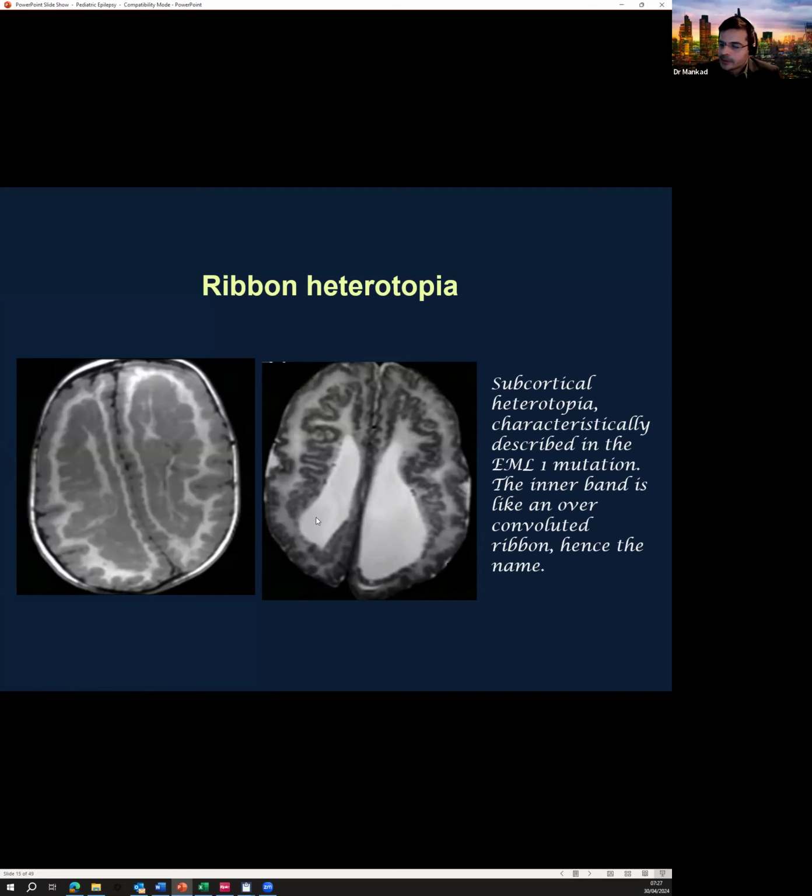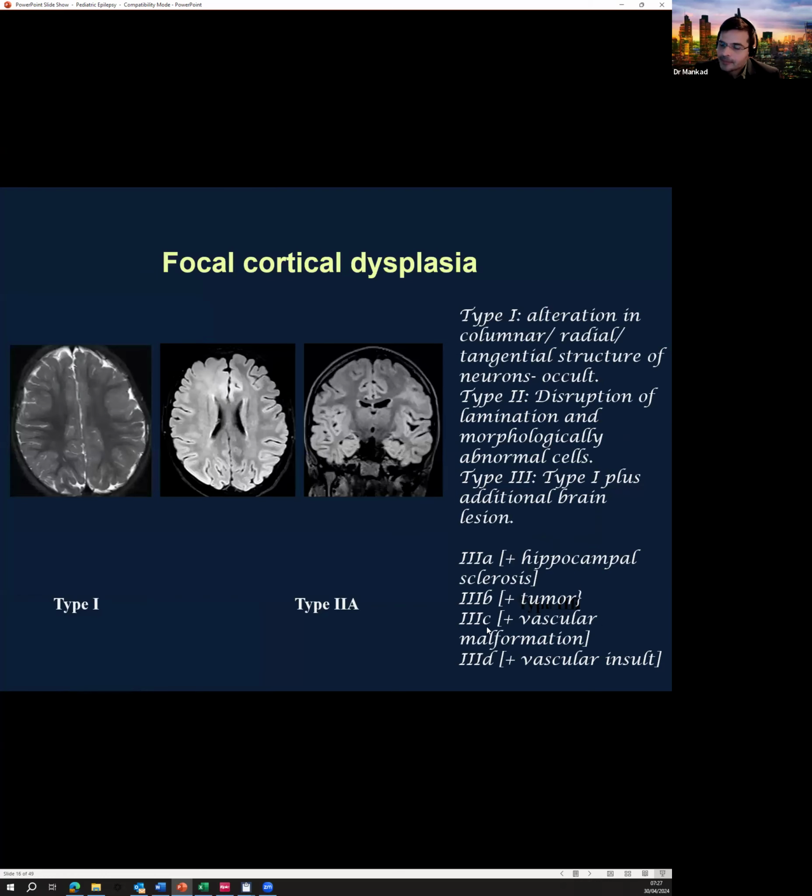Ribbon heterotopia, described only in one mutation, apparently a normal finding in starfish. You can see why a starfish might need ribbon heterotopia with its 5 arms or whatever, requiring some neuronal support.